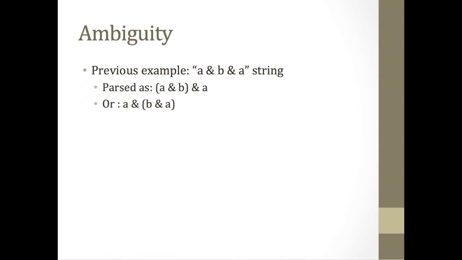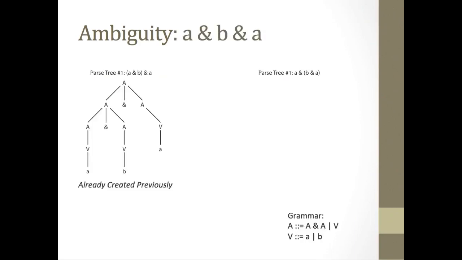In the previous example, the A and B and A string can be parsed as a tree where the A and B is to be interpreted before the ending A, as in the previous example, or parsed as a tree where the B and A is to be interpreted before the beginning A and B. Looking at this example again, we have already developed the following parse tree where the first A and B are to be interpreted first on the left side of the page. Now we will show the latter where the B and A is to be interpreted first.